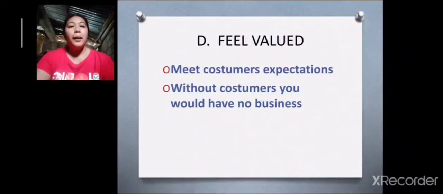Lastly, feel valued. Meet customers' expectations. Without customers, you would have no business. Wherein feel valued, upon entering your business, they feel comfort at nararamdaman nila na may halaga sila as a customer.